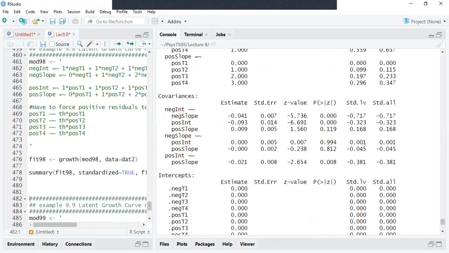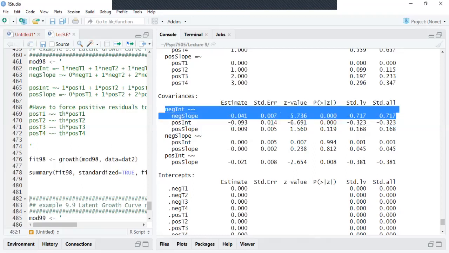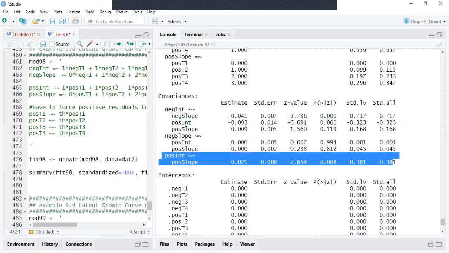Finally, what we have up here in covariances is the intercept-slope covariance for negative affect, which we saw before. We have the same thing for positive affect, which again we saw before, and that's significant. So that says your level of positive affect at time 1 is negatively correlated with your slope.